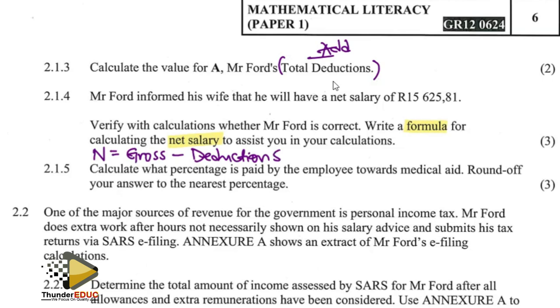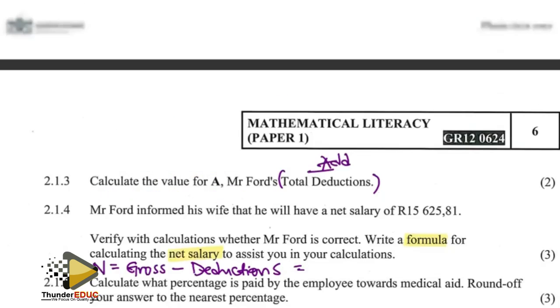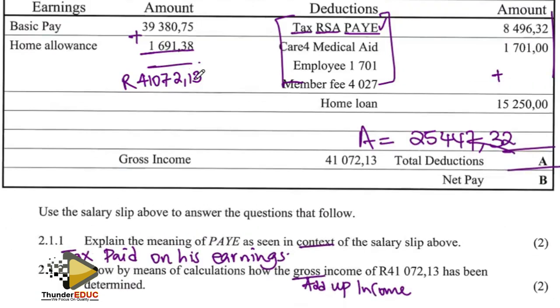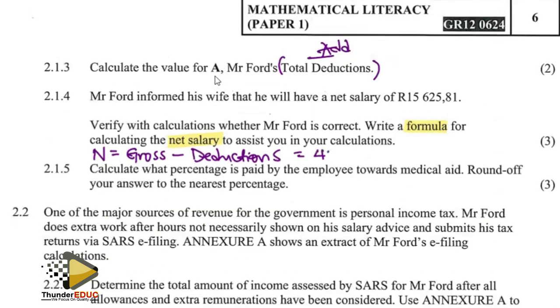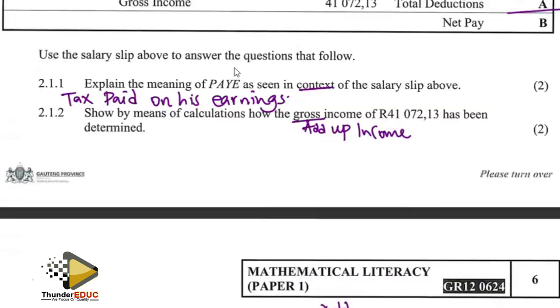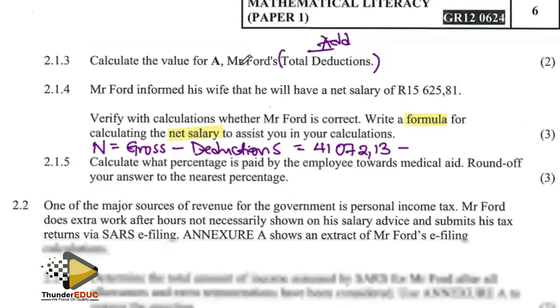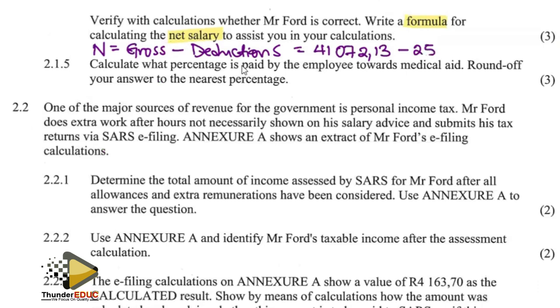So remember we got the gross up there, which we got as 41,072 rands 13 cents. So we shall say 41,072 rands 13 cents minus the total deductions, which we just got as 25,447.32. What answer do you end up having?